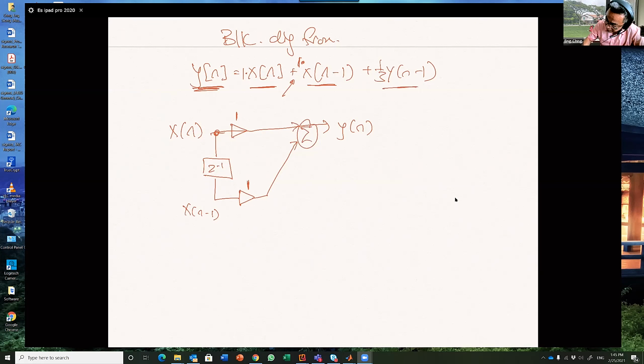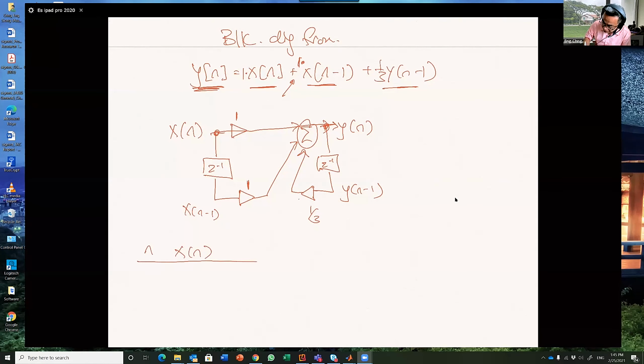What about here? 1/3. So we get y[n]. We now delay, and here is y[n-1]. Now what about 1/3? Here is 1/3. And then we sum. So this is the block diagram, and we are done. So now, let us figure out the values. We need x[n]. We also need x[n-1]. We need y[n-1]. And we need y[n].